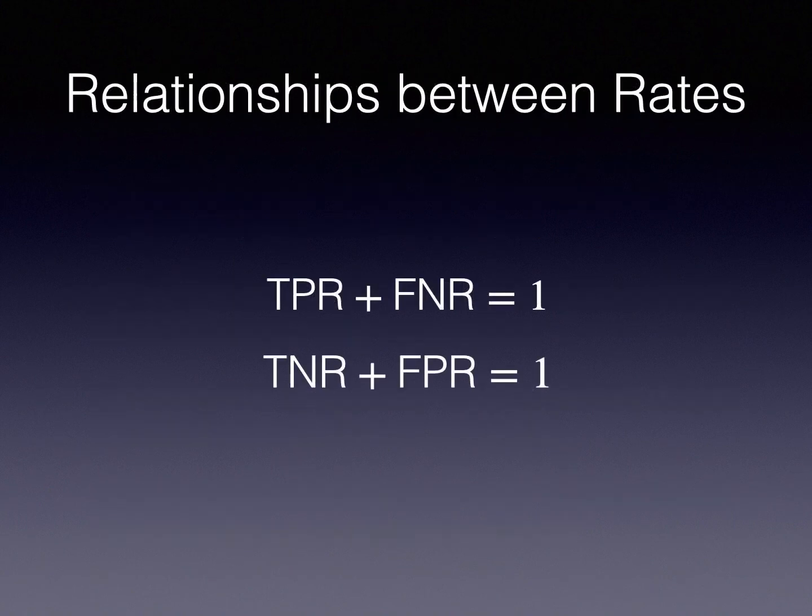Now let's look at the relationships between these rates. The true positive rate and the false negative rate will always add up to 1. Similarly, the true negative rate and the false positive rate will also always add up to 1. So these are some relationships between these 4 rates that are useful to remember.